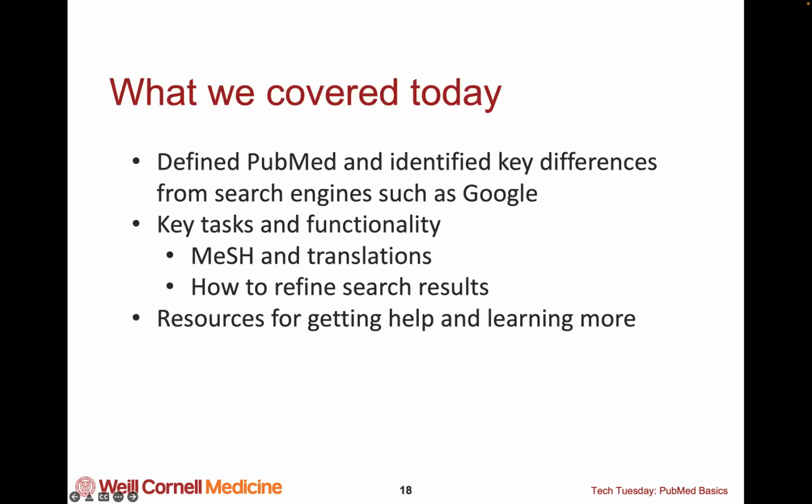To quickly recap what we covered today, we explained exactly what PubMed is and how it's different from search engines like Google. We looked at some key tasks and functionality you need to know as a searcher, like how to get full text of articles, how to refine your search results, and what MeSH is. And we covered some resources for getting help and learning more.